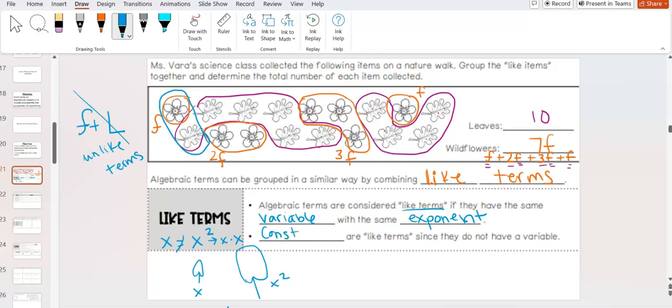Constants, or just numbers, are like terms because they do not have a variable. So if you have a number all by itself, like a 7, and you're adding it to a 9, these are like terms. But if you're adding it to a 2x, that is not a like term. And we're going to see what that means on the next slide.